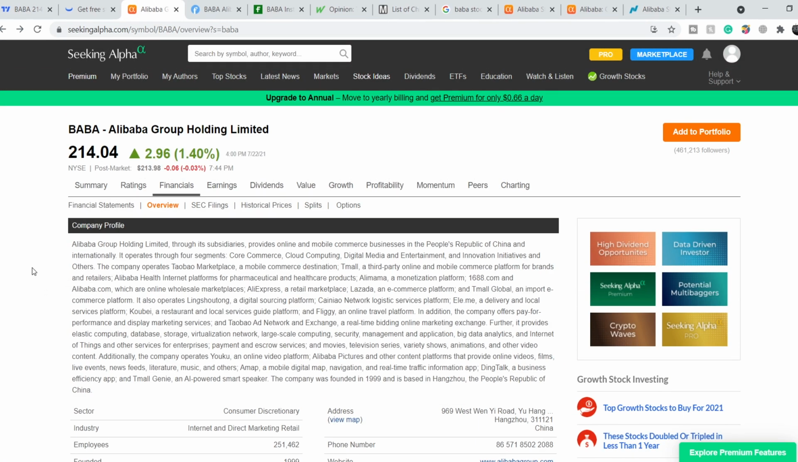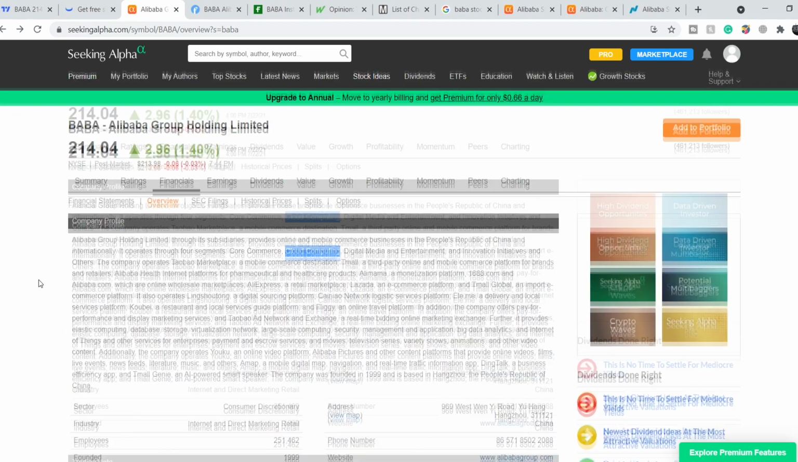And let's start with the company profile. Alibaba Group Holding Limited, through its subsidiaries, provides online and mobile commerce businesses in the People's Republic of China and internationally. It operates through 4 segments: core commerce, cloud computing, digital media and entertainment, and innovation initiatives and others. And I covered in my previous video and the video before that some major catalysts that might drive the price of this company up, and one of them definitely is cloud computing, because they have a very promising future in this industry. And let's continue with their numbers.